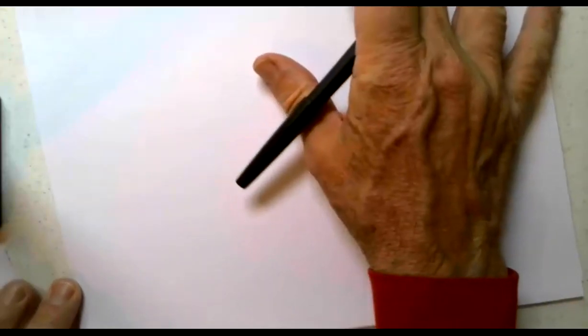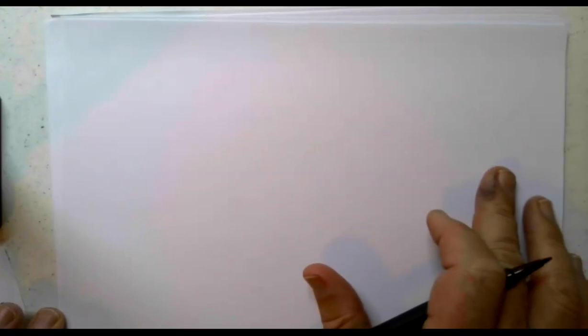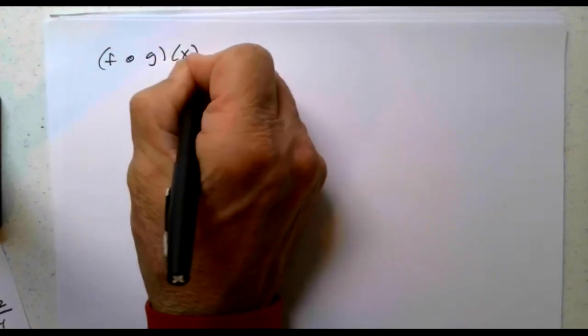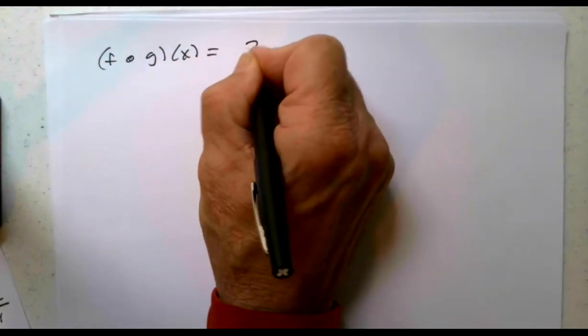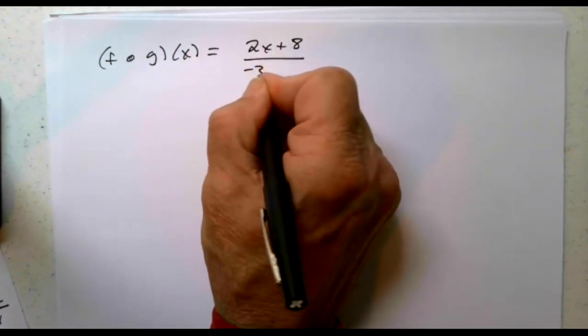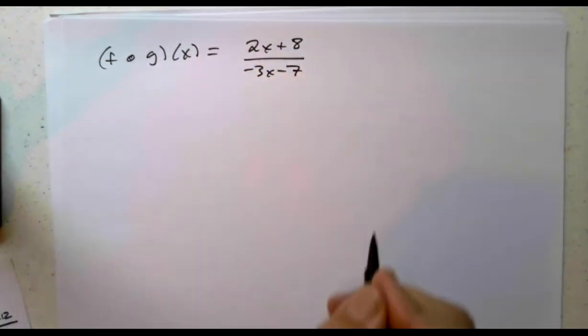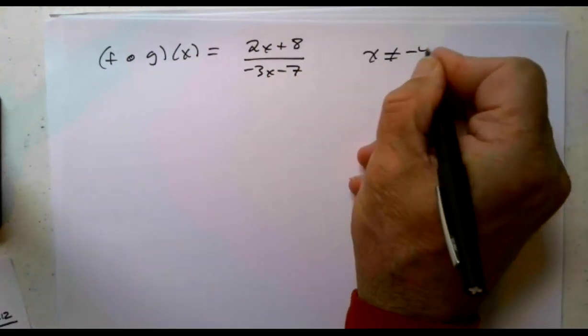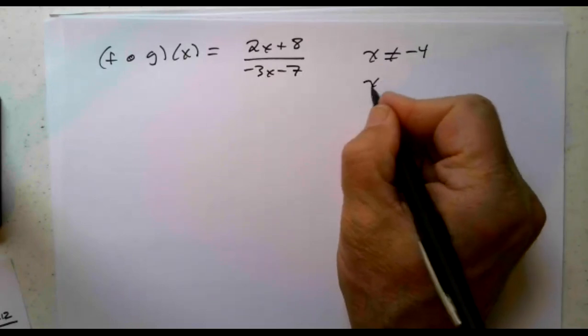We believe that f circle g of x, with some tricky algebra, is 2x plus 8 over negative 3x minus 7. And we said the domain does not include, throw out negative 4, throw out negative 7/3.